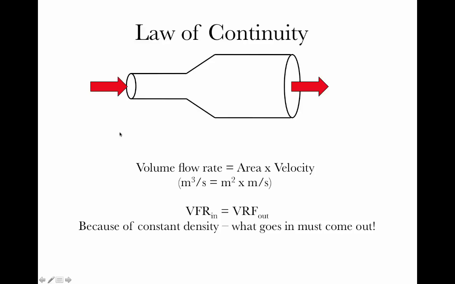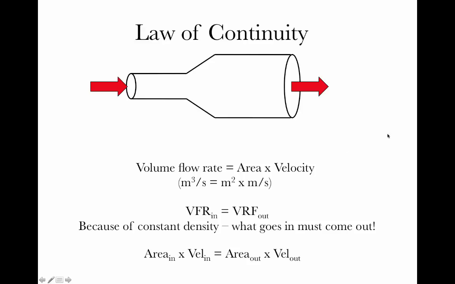Because of this law of continuity, because there's not going to be any increase or decrease in the density of the fluid in that pipe, the same amount needs to come out as goes in in a certain period of time. So the volume flow rate in has to always equal the volume flow rate out because of this constant density. What goes in must come out in any given period of time.